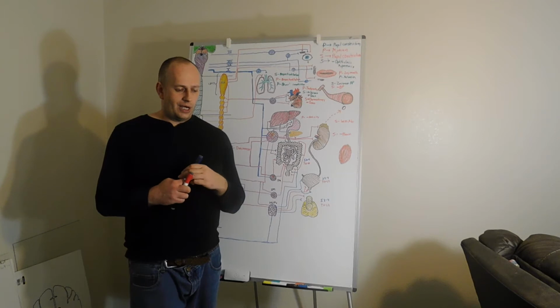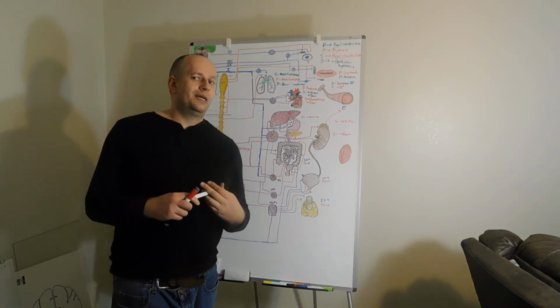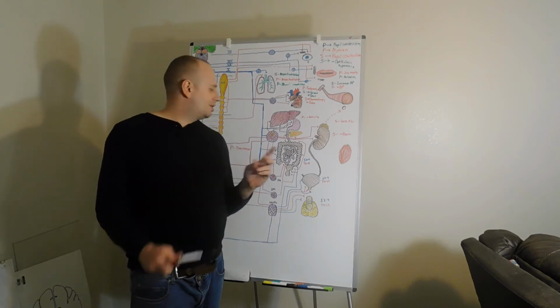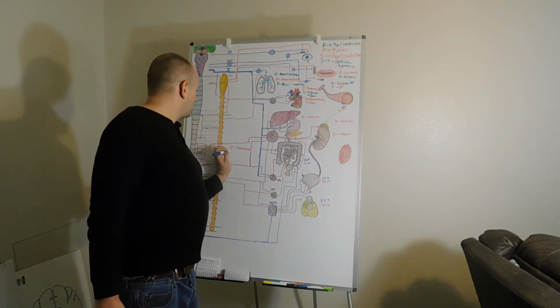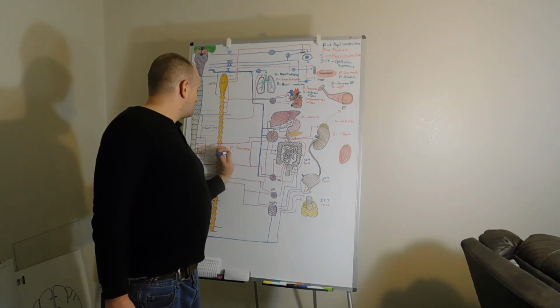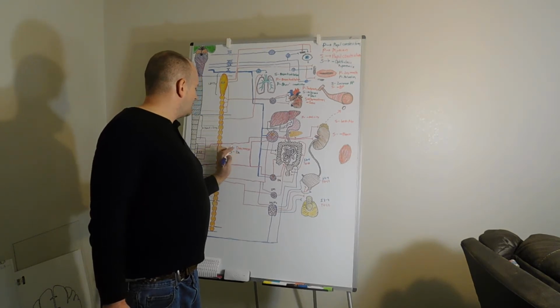Also, if it's a beta-3 agonist, it can also decrease activity. So I guess we'll go with S plus decrease. I can't think of any examples, but I remember reading it. Decrease.